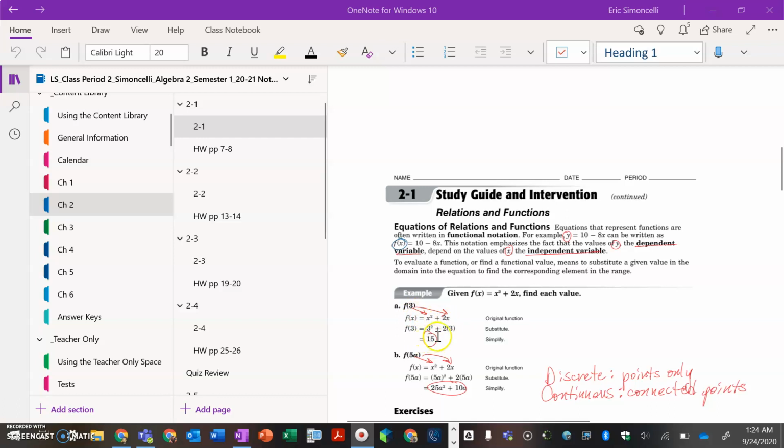So 3 squared plus 2 times 3. I would argue use parentheses as much as you can. I kind of wish they would have used parentheses here, but anyways, 3 squared of course is 9, plus 6 of course, there is 15.